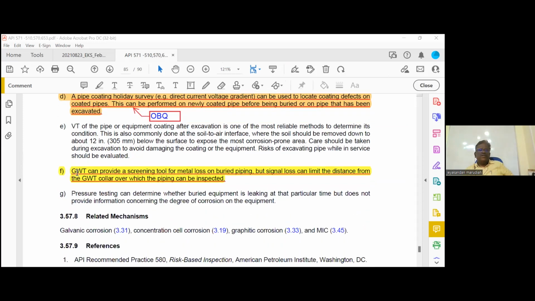Then highlight this one: guided wave testing can provide a screening tool for metal loss on buried piping, but the signal can limit the distance from the gauge collar. So that's why it is not a very reliable method. It can travel only on above ground piping. There is no problem with above ground insulated piping, so we will use this long range ultrasonic. Wherever you have a problem, you can remove the insulation. For underground piping, it will travel only a limited distance.